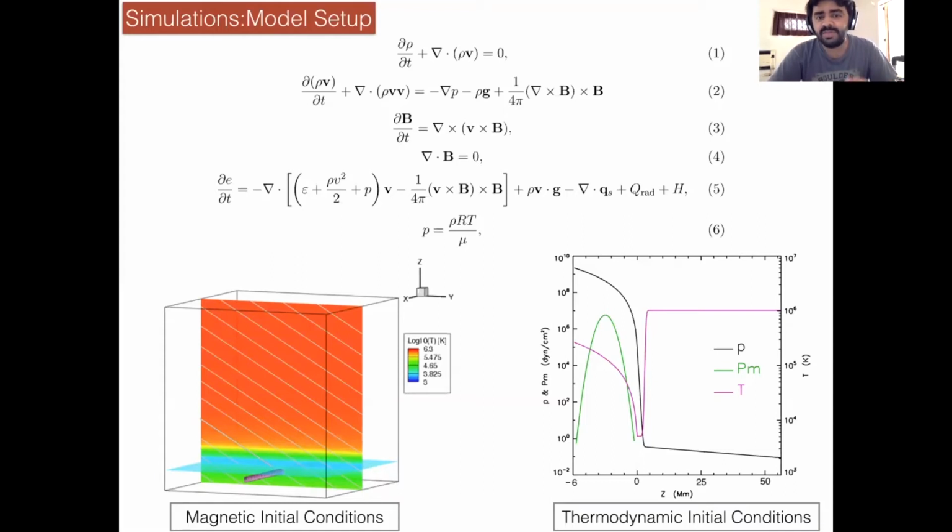The third equation basically says that your plasma, or your electrons and ions, move along the magnetic field lines. The fourth equation says that there are no magnetic monopoles in our universe. The fifth equation basically says there's energy balance.